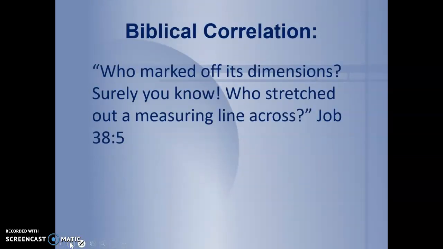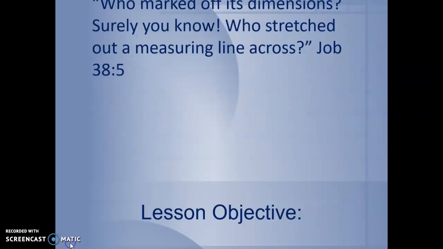Our biblical correlation for this unit comes from Job 38 verse 5, where God is speaking to Job and he says, "Who marked off its dimensions? Surely you know. Who stretched out a measuring line across?" Sometimes I think we forget that we are just using math to describe the relationships and the patterns that God has already created. He is the one who marked off the dimensions of this universe. He's the one who measured it out, who created it. He's the one who made all these patterns and things that we are still discovering. All we are doing is finding a way to describe those patterns and relationships, and we're doing it in a mathematical way, using the math that he himself created.